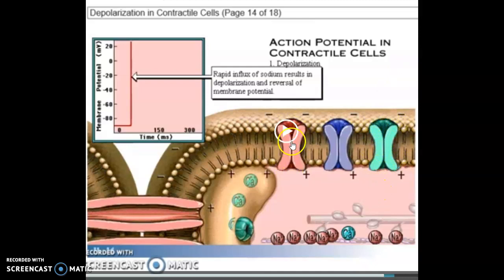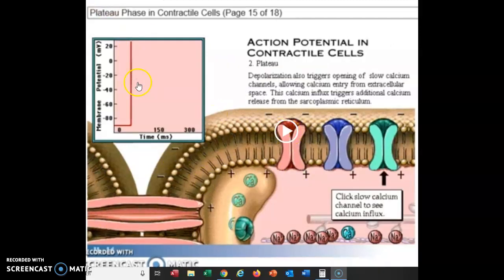Well, if our sodium channels start closing, then we won't keep rising, but because these calcium channels open up slowly, we're not going to go negative yet because we still have positive ions. So instead, we're going to have a leveling off that we're going to call a plateau. Let's look at that. So again, now that we've crossed our 0, we reverse membrane potential.